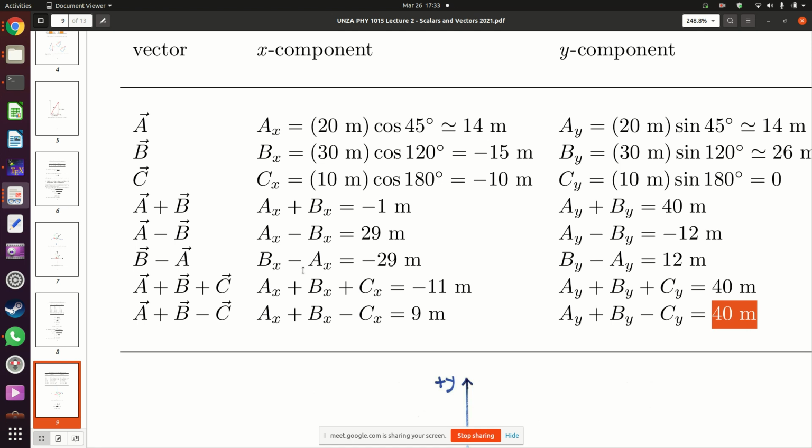The meters. Yes, all calculations about length in physics are done in meters. Any length calculation in physics is done in meters.